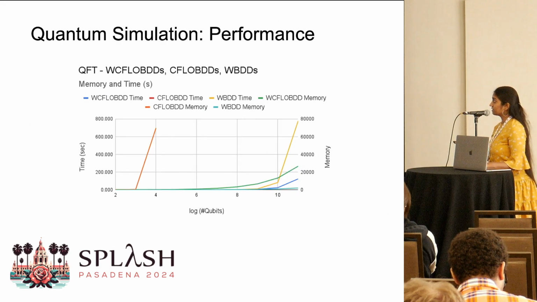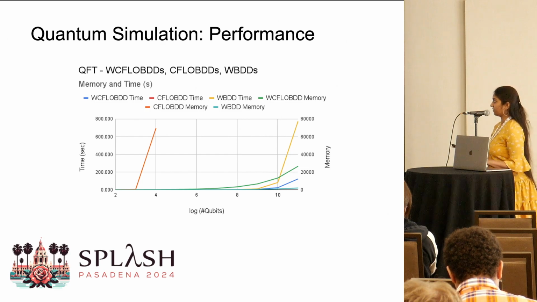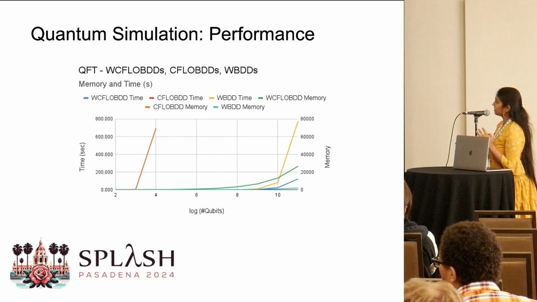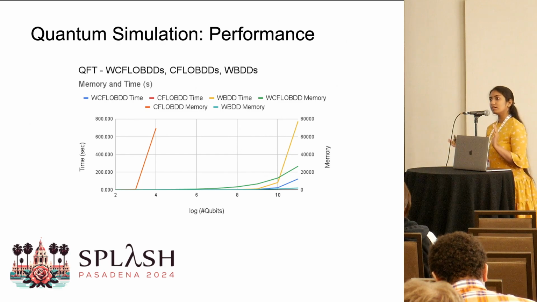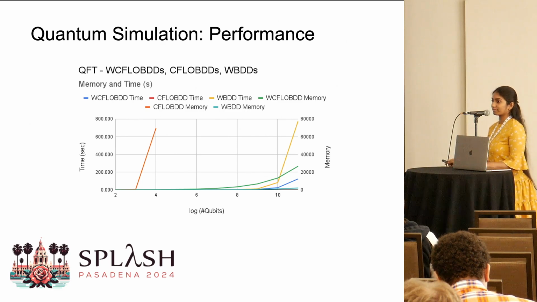We notice that in case of QFT, where the output value structure has a lot of values, you notice that weighted CFLOBDDs perform much better than CFLOBDDs, and they perform as well as weighted BDDs, though in some cases the number of nodes are slightly different. So I also note that this is all on log scale.